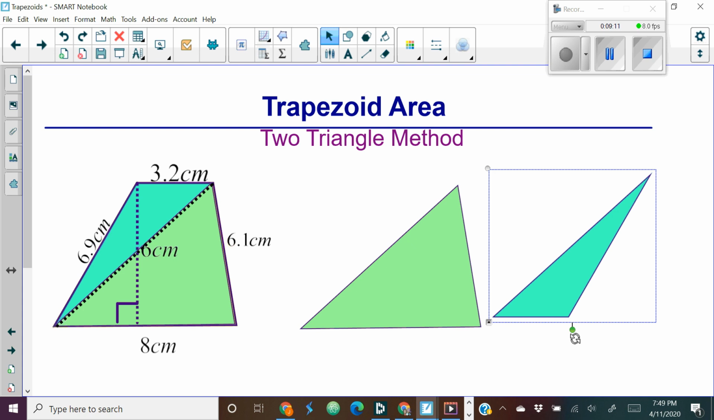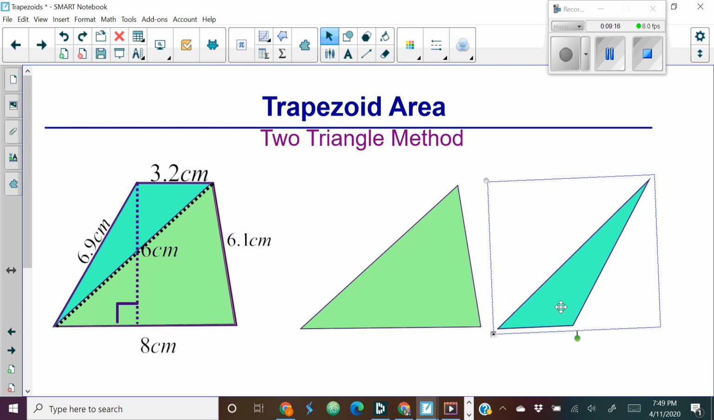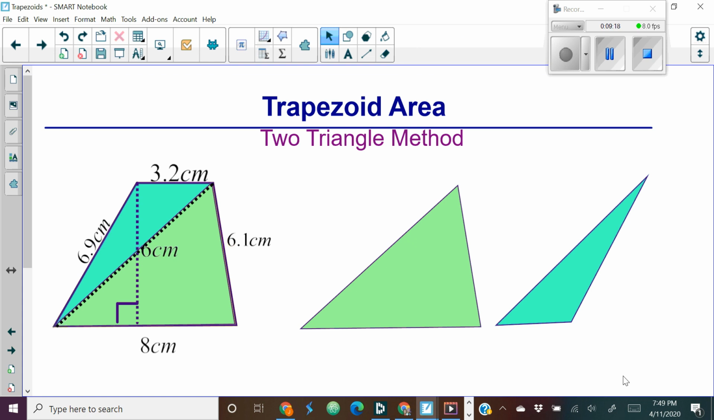And then once I've done that, I'm going to find the values that I need to figure out the area of each triangle. So the green triangle is a little bit easier than the blue triangle. We have the height of the trapezoid here, and it's the height of both triangles. So as you can see, it fits in nicely there, and it makes that square angle.